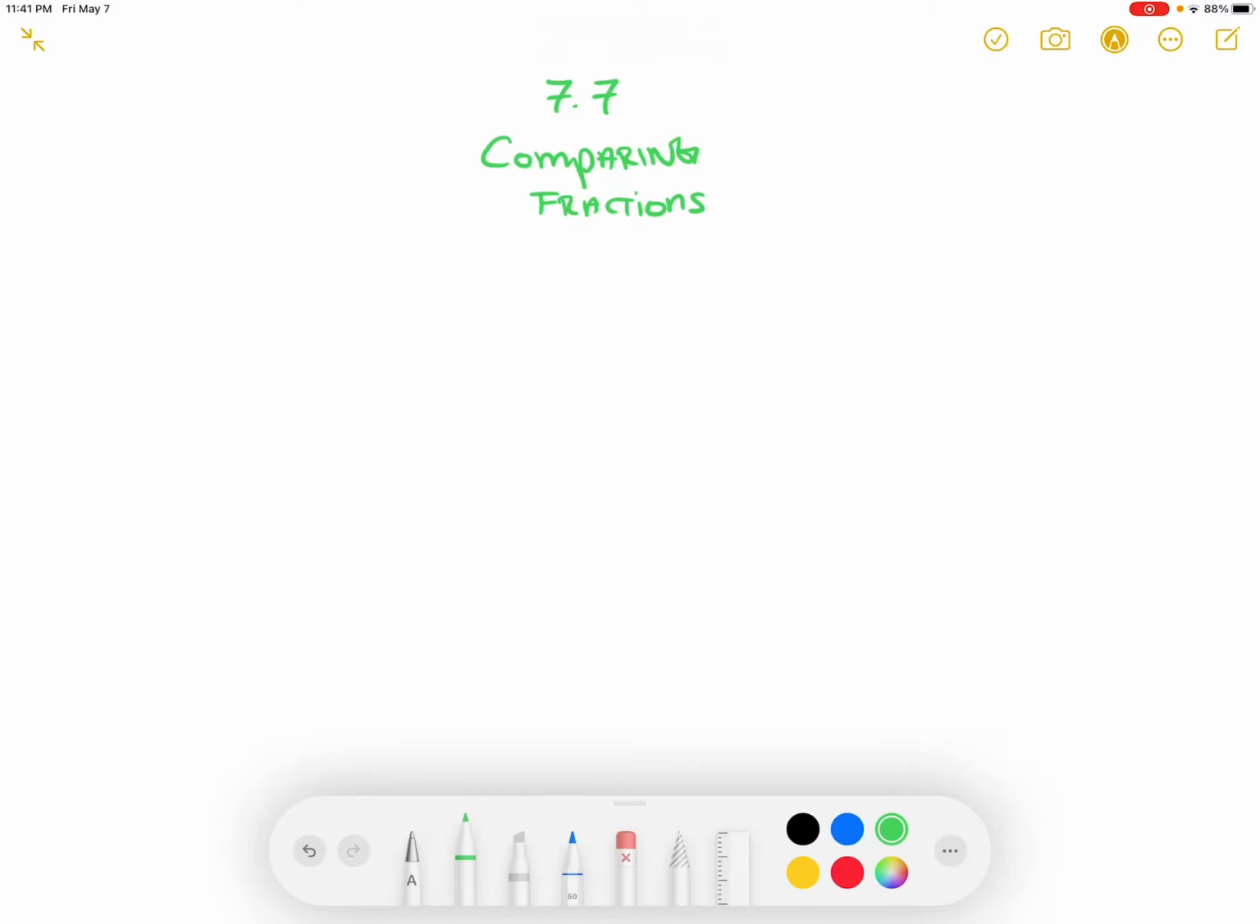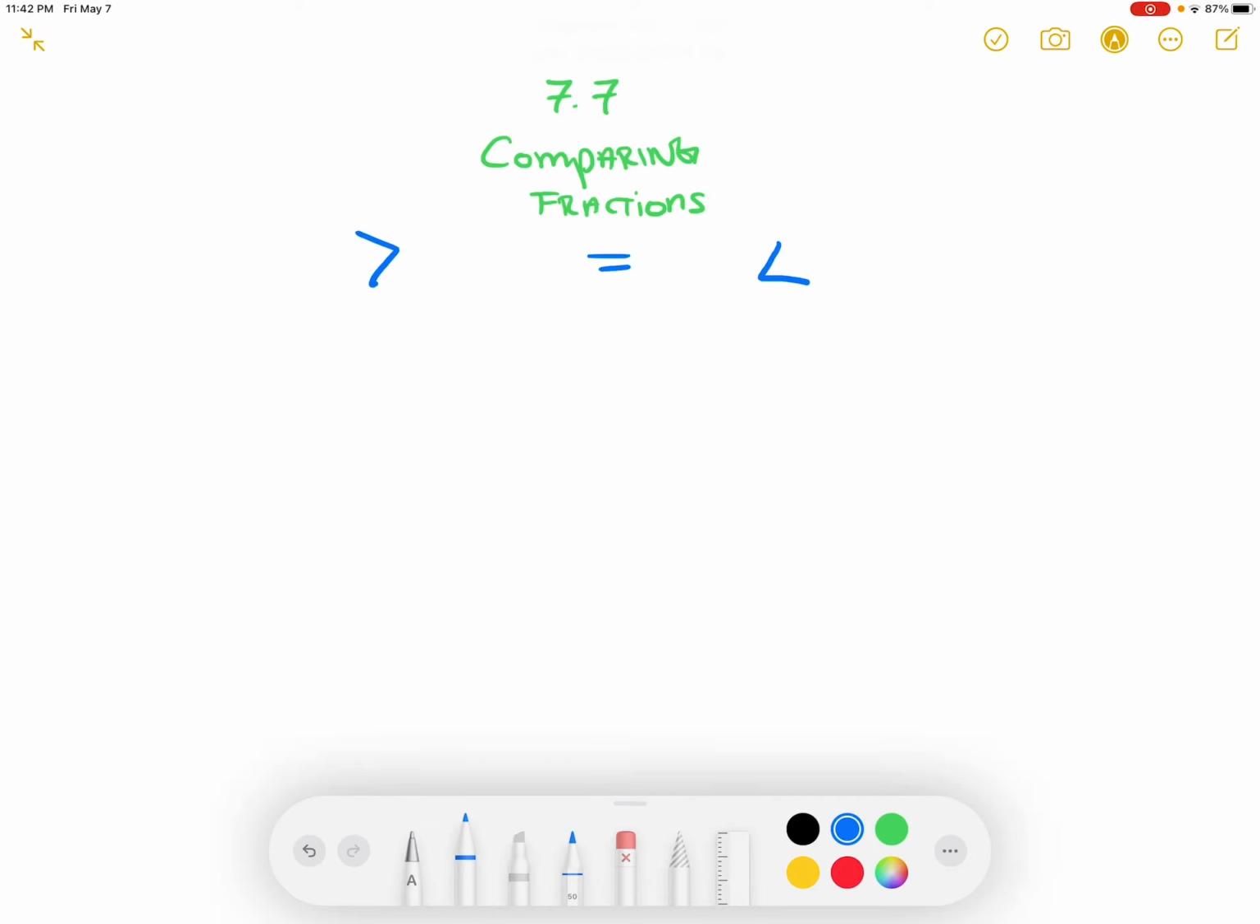Okay, now we're going to compare fractions. We're going to see which ones are bigger and which ones are smaller, or which ones are greater than, equal to, or less than. Of course, with comparing, we're always going to use our symbols. This one, that one, and the other one.